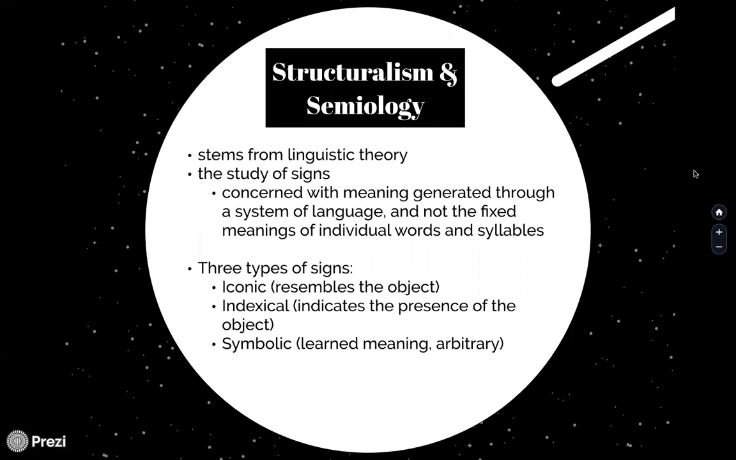So there are three types of signs in semiology. The iconic, this is something that resembles the object. So if we see a photograph of a tree, we know that that's a tree. The indexical is the second type. Now this indicates the presence of that object. So a photograph of a tree, right, even if it's not directly in front of a real tree, we can infer that the tree was there when the photograph was taken, okay?